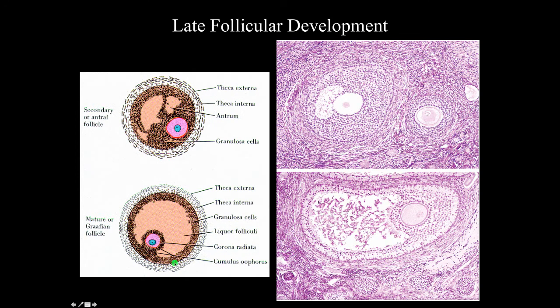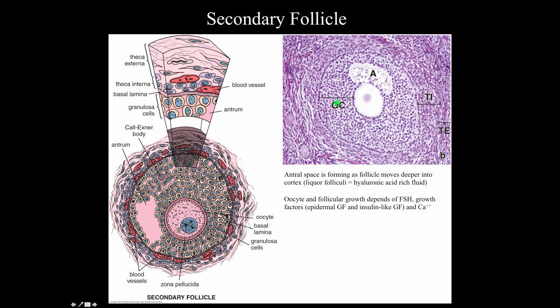You're beginning to see something called a cumulus oophorus, we'll talk about that in a few minutes, and a corona radiata. We'll also talk about that in a few minutes. A little more detailed view of the secondary follicle. As we said, the antral space is forming.